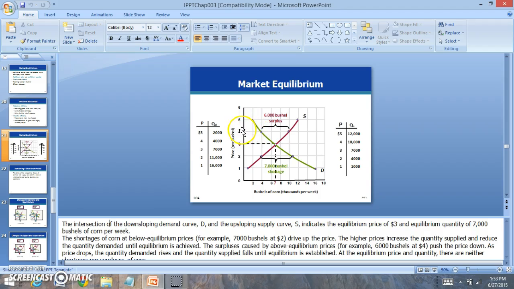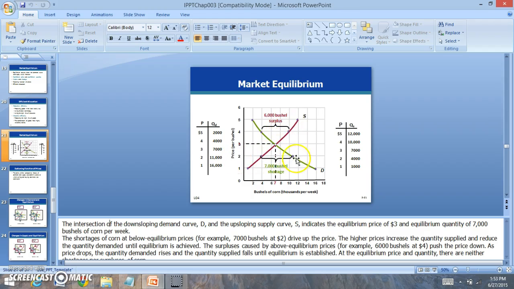Now, you might get questions on the test that relate to shifts of the curve. If they give you a price of $4, you notice that there's 10,000 bushels on the shelf, and then there's only 4,000 that people want because that's where it hits the demand curve. That's a surplus, and if there's a surplus, equilibrium will force prices downward.